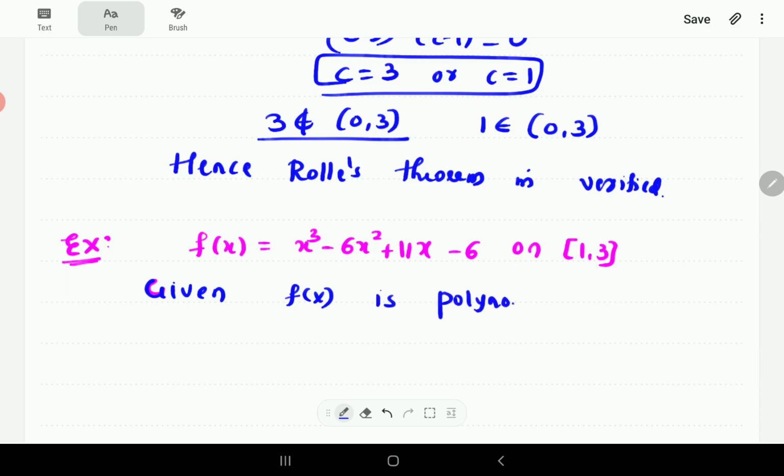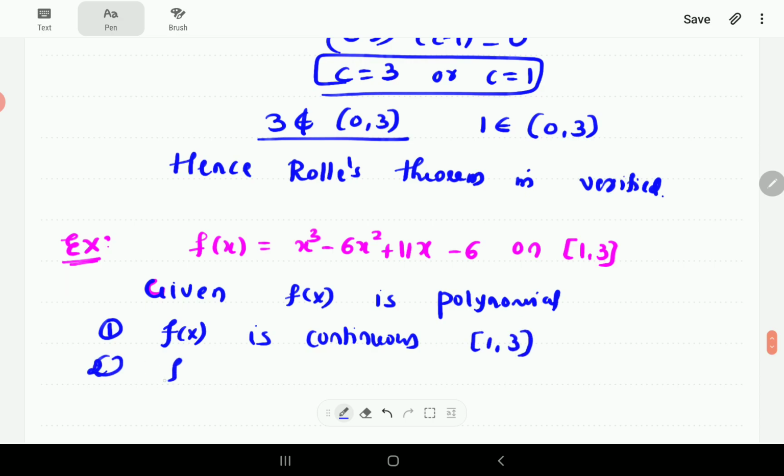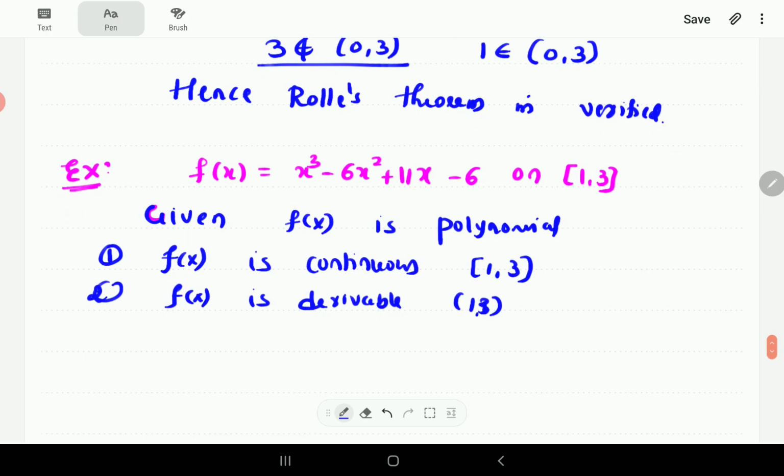It is a polynomial. Therefore, the first condition: f of x is continuous for all x, including the closed interval 1 comma 3. Second, f of x is derivable in the open interval 1 comma 3. Okay. Then let us check f at the point of 1.